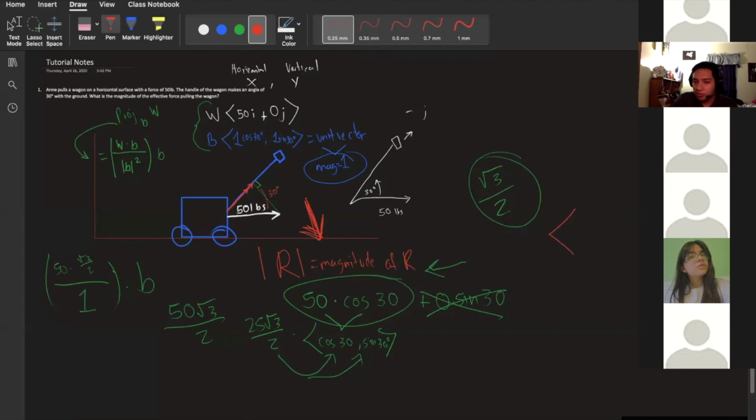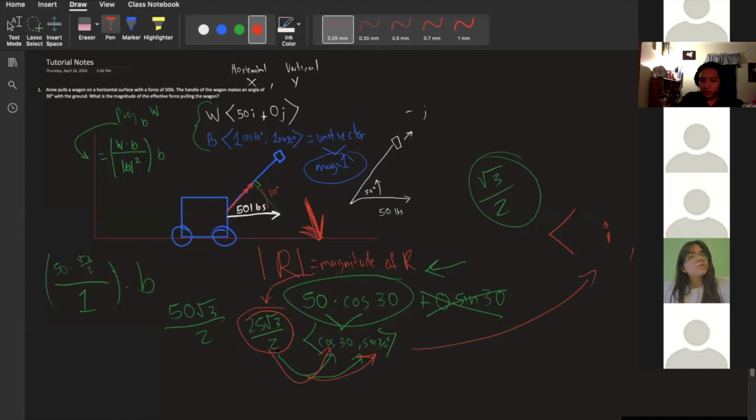The component form of r is some number times i plus some number times j. That's the component form, right? It's the two values of r. And I could find the component form of r by distributing this into here. But since I'm only looking for the magnitude of r, the magnitude of r is actually going to be this value that I got right here.